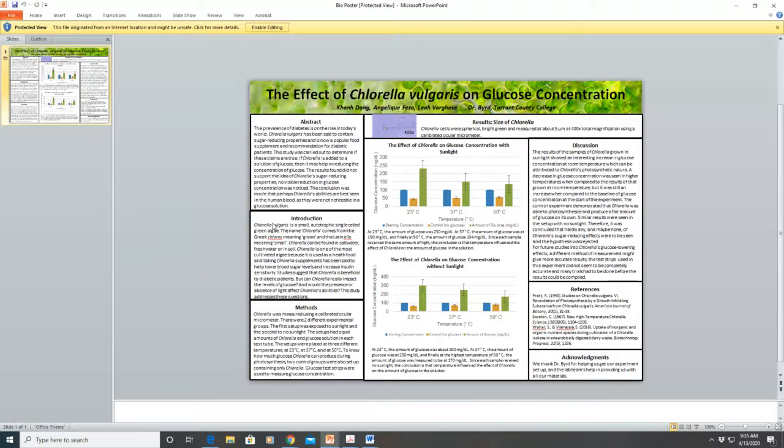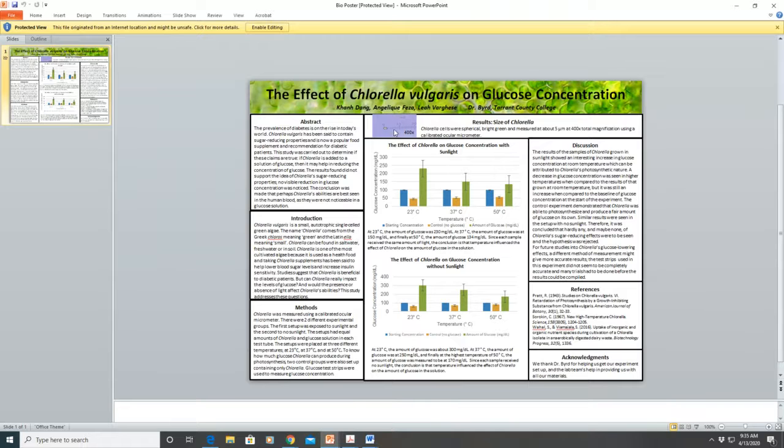And then in their introduction, here's what Chlorella is. Here's how we're relating it to the big picture. Here's what we did. These people asked, can Chlorella really be beneficial to diabetic patients? This study addresses these questions. And then they have their methods.